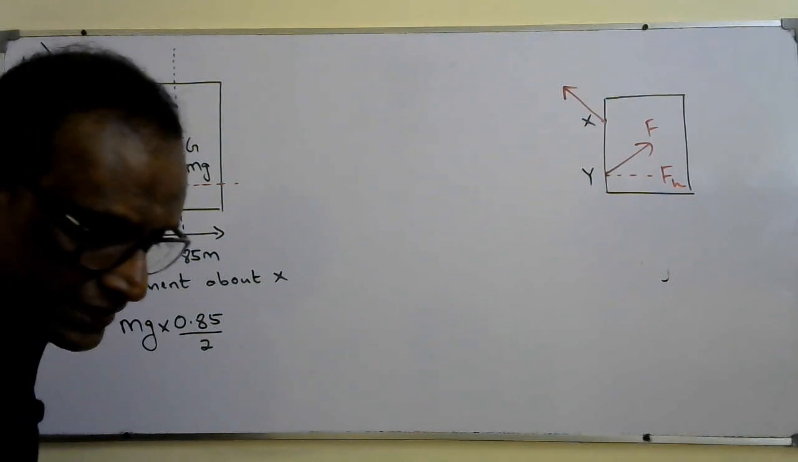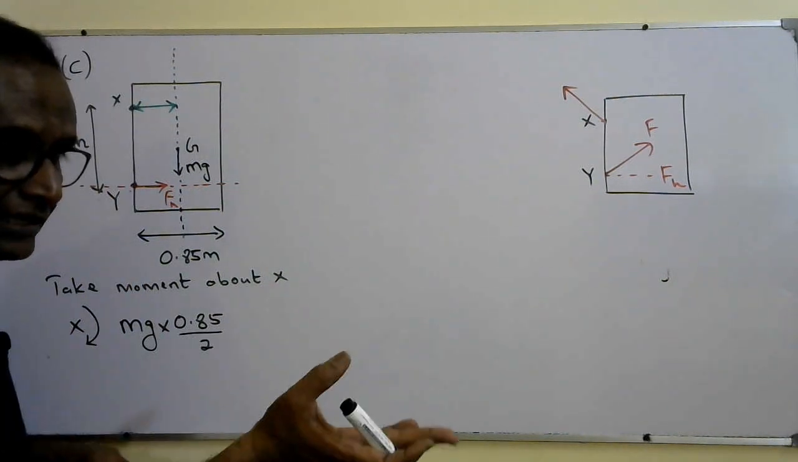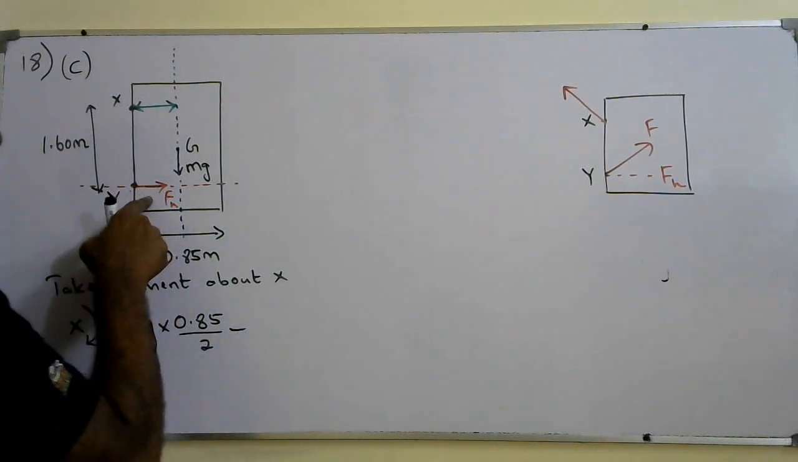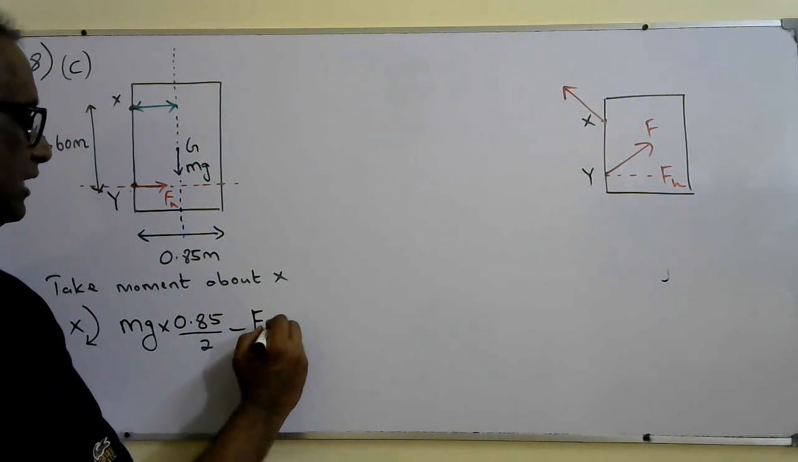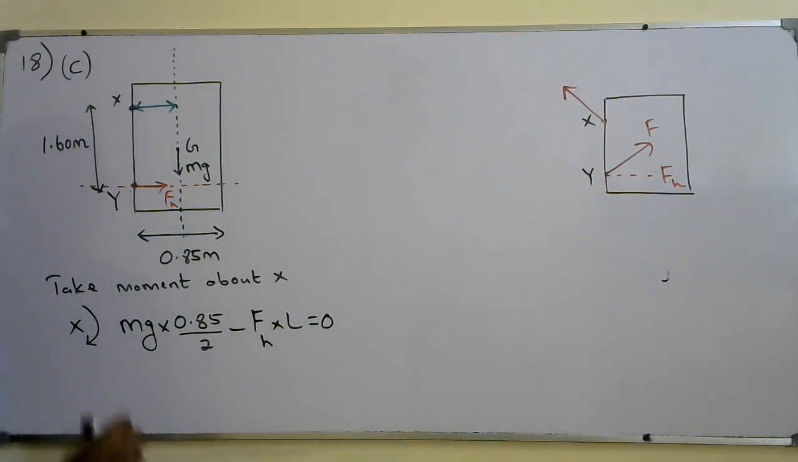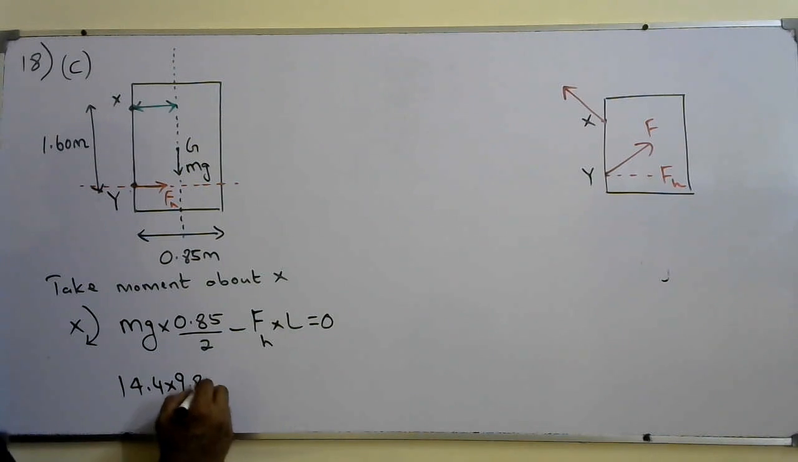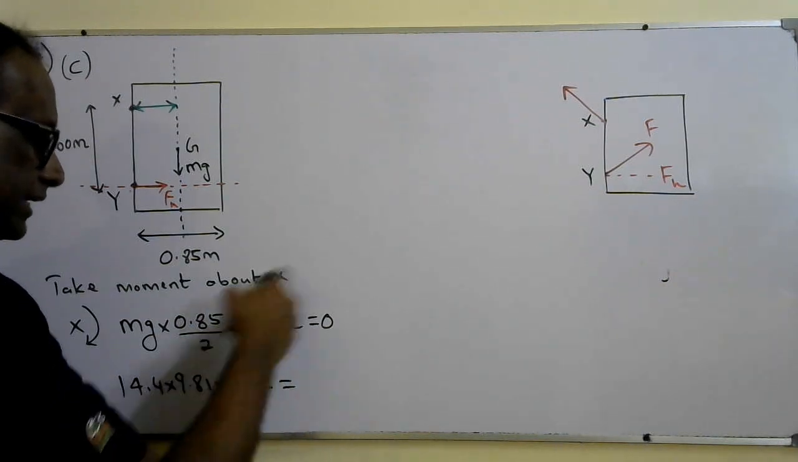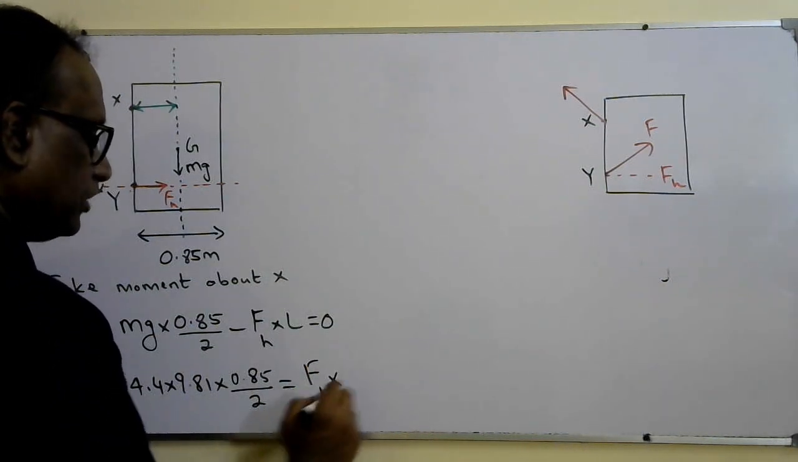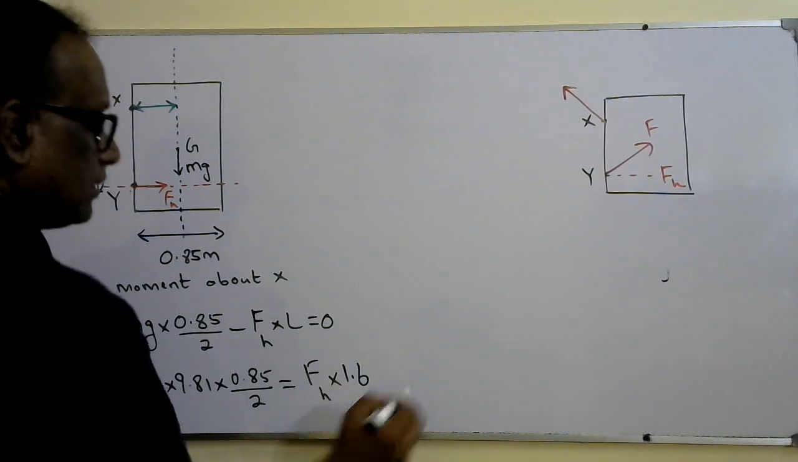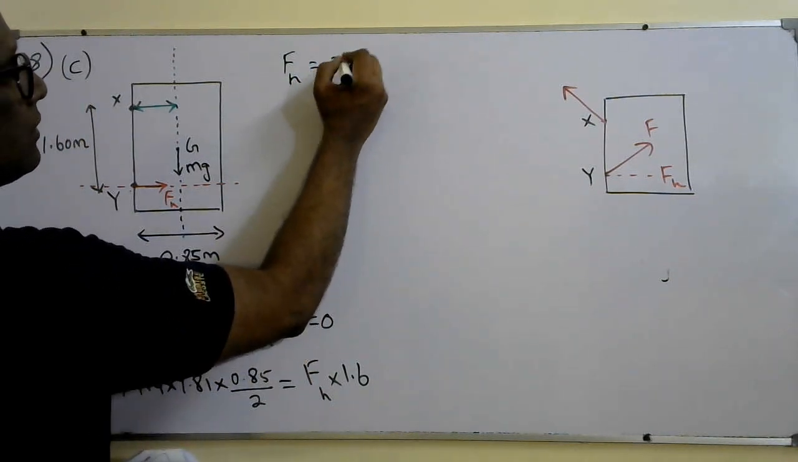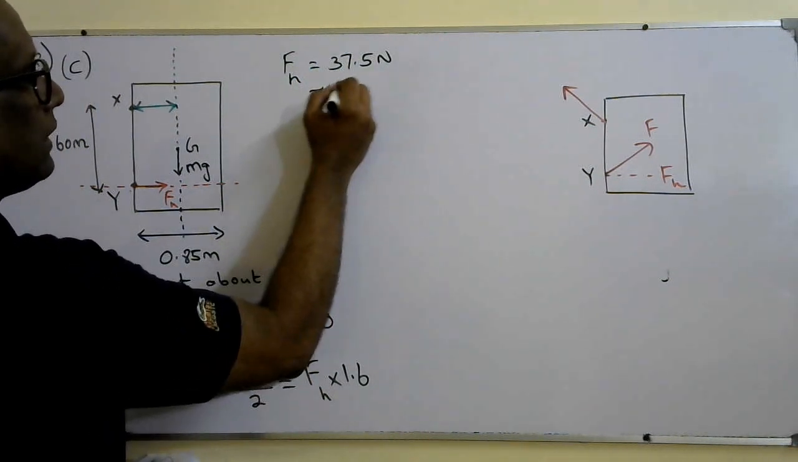Since the door is at rest, the clockwise moment must equal the anti-clockwise moment, or the total moment equals 0. I took clockwise moment as positive, so Fh times L equals 0 for the anti-clockwise part. Substitute: mass of the door is given 14.4 times 9.81 times 0.85 by 2. Take it to the right side, Fh is the unknown, times L, which is 1.6. So find Fh, you will get 37.5 Newton, approximately 40 Newton.